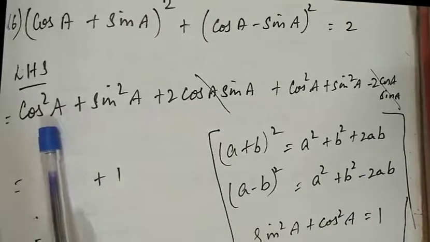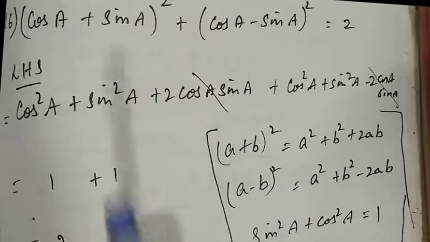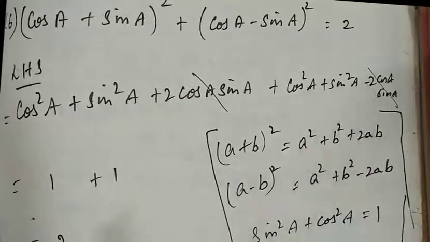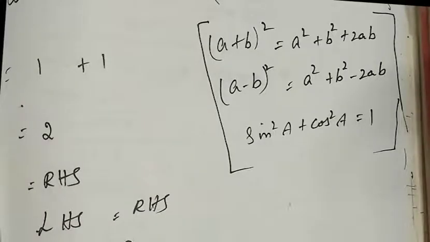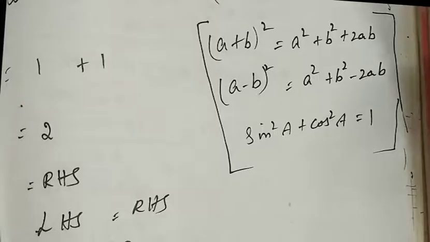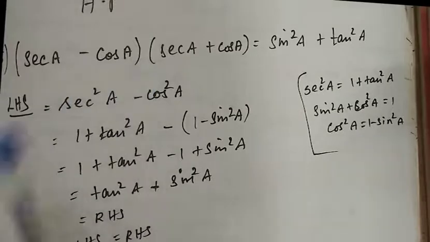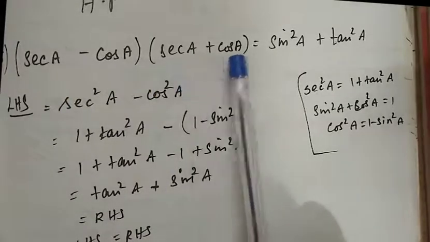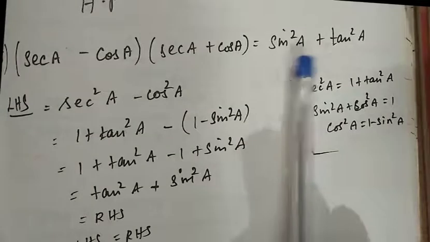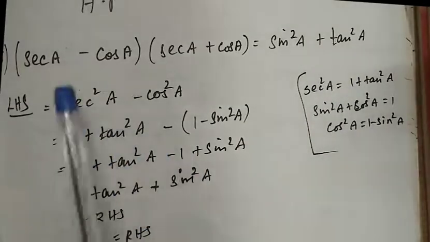And we know cos squared A plus sin squared A is equal to 1. So 1 plus 1 you will get 2. That is RHS, hence prove. Now see the 15th one. Secant A minus cos A into secant A plus cos A is equal to sin squared A plus tan squared A. So take the left hand side.